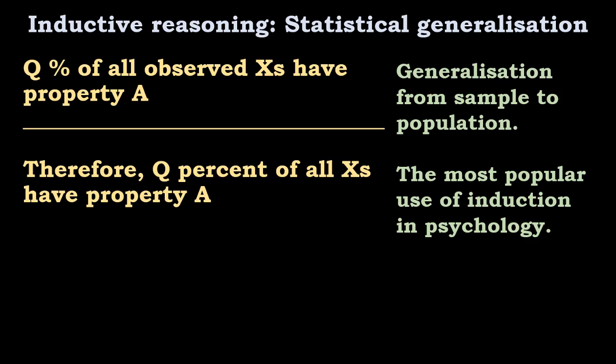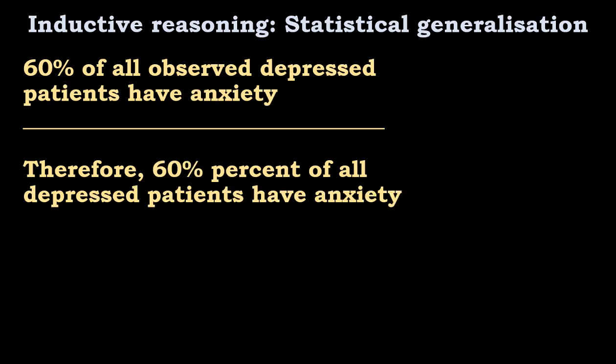This is by far the most popular use of induction in psychology: the generalization from a sample to a population. We don't have the situation where all instances of something have the same property. Usually a percentage of instances have that property. Example: 60% of all observed depressed patients have anxiety. Therefore, 60% of all depressed patients have anxiety.